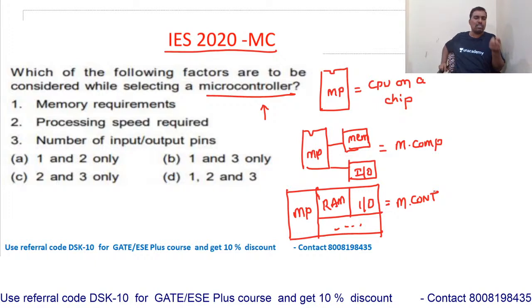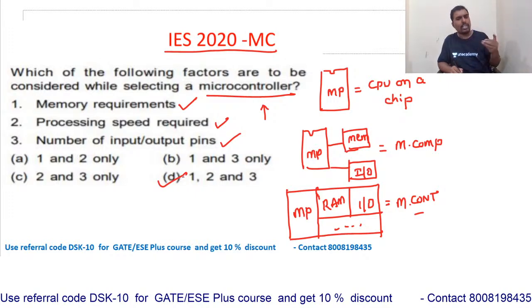For electronics and communication people, it is a very easy bit. But for mechanical people, it is a little important. When you are choosing a microcontroller, you should talk about its memory, its speed of accessing, and the number of input outputs. So the answer is option D.